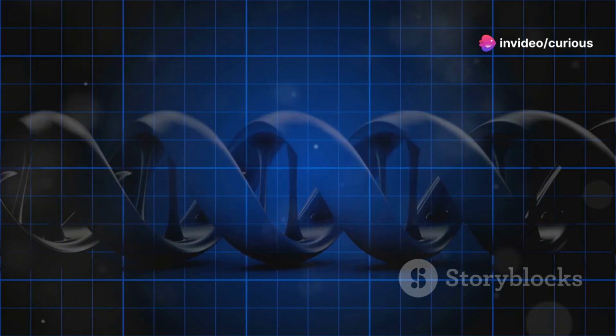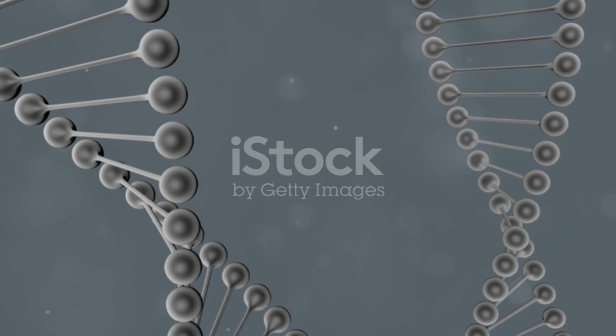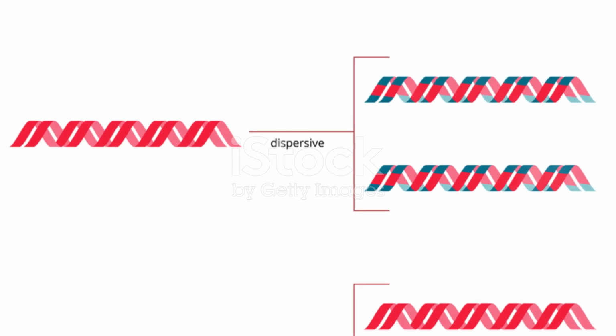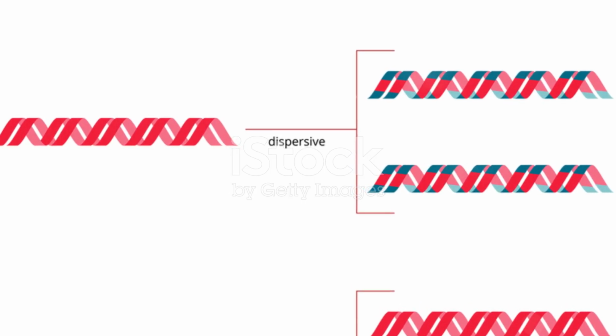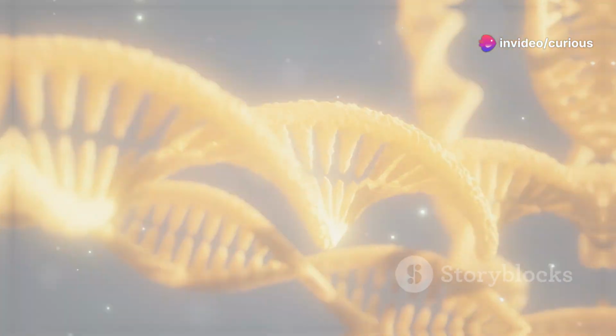The unwinding process is controlled and precise. It ensures that the strands separate without breaking or tangling. This careful management is crucial for accurate replication, as each strand serves as a template for building a new complementary strand.